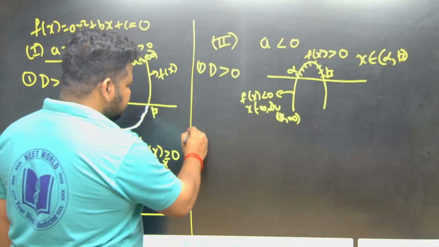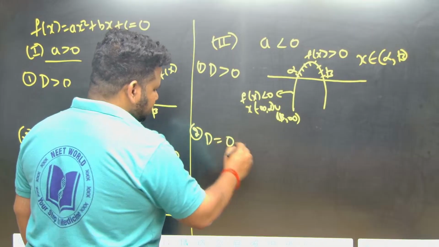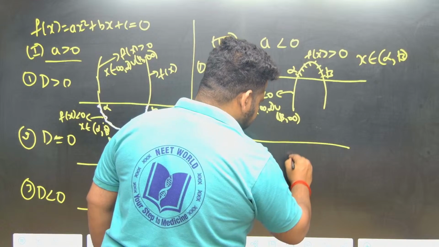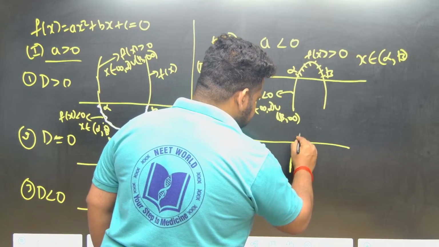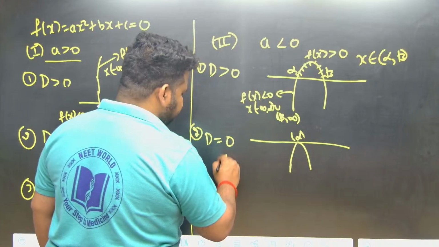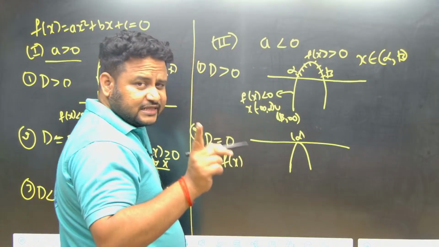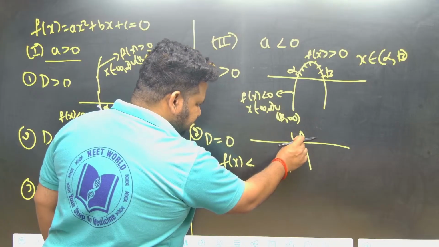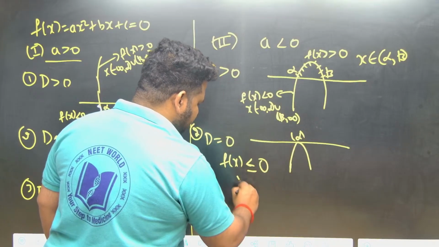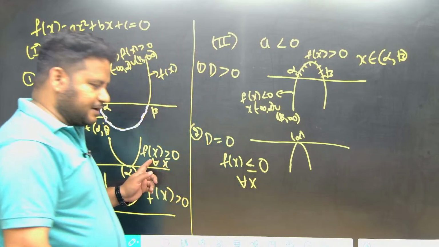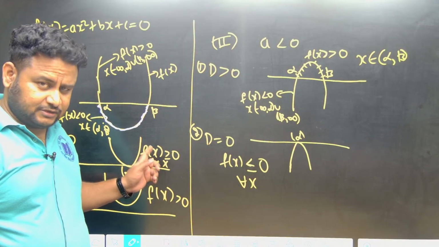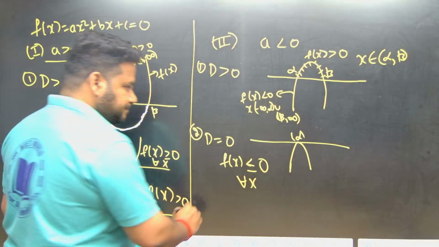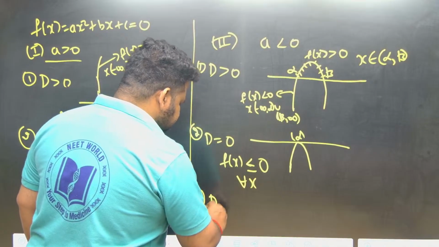Now what happens when d is equal to 0? Same thing, it will touch the x axis but below. It will be concave below, because a is less than 0, and it will touch the x axis at alpha. What happens to f of x? Here it will not be greater than or equal to 0; it will be less than, because this part is less than, and at the touching point it will be equal to 0. So here f of x is less than or equal to 0.